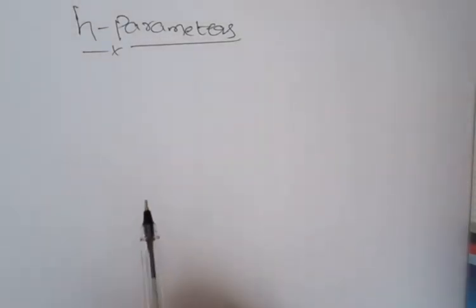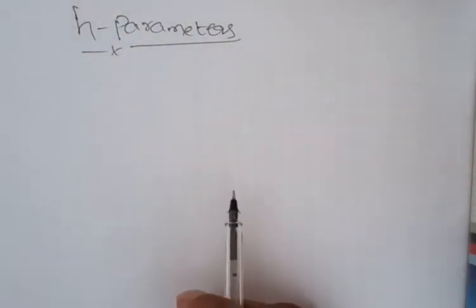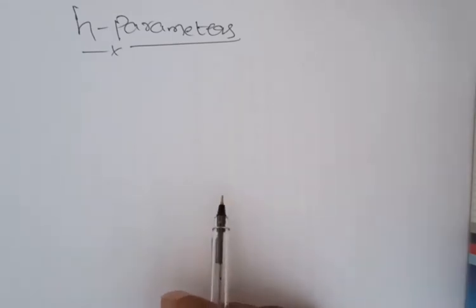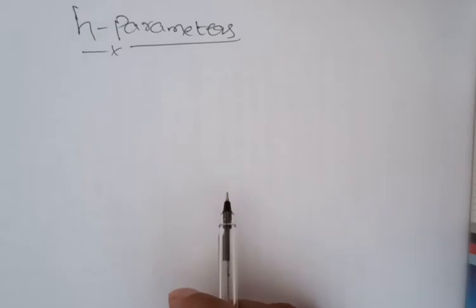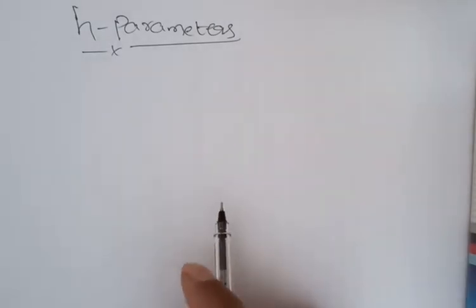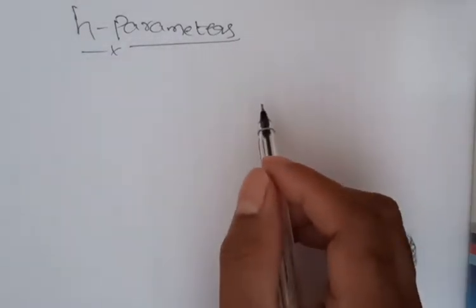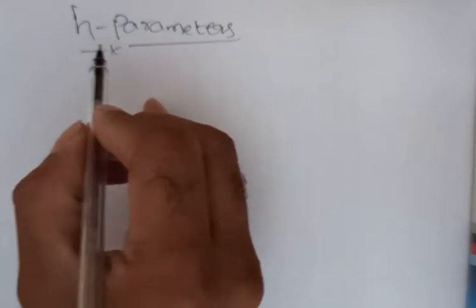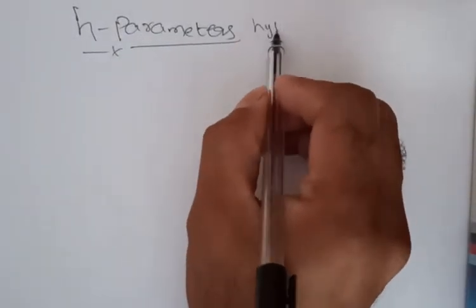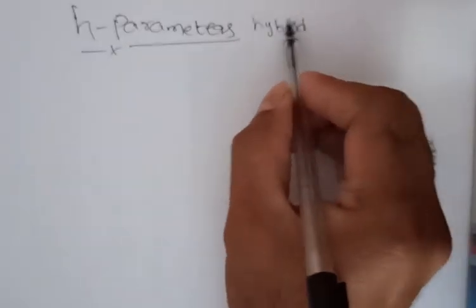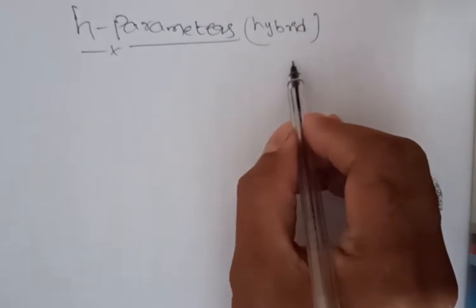Hello everyone. In last class we discussed Y parameters and how to find Y parameters for the given network. So in this class we are going to discuss one more parameter, H parameters. For the given network, how can you find the H parameters? H parameters are also called hybrid parameters.